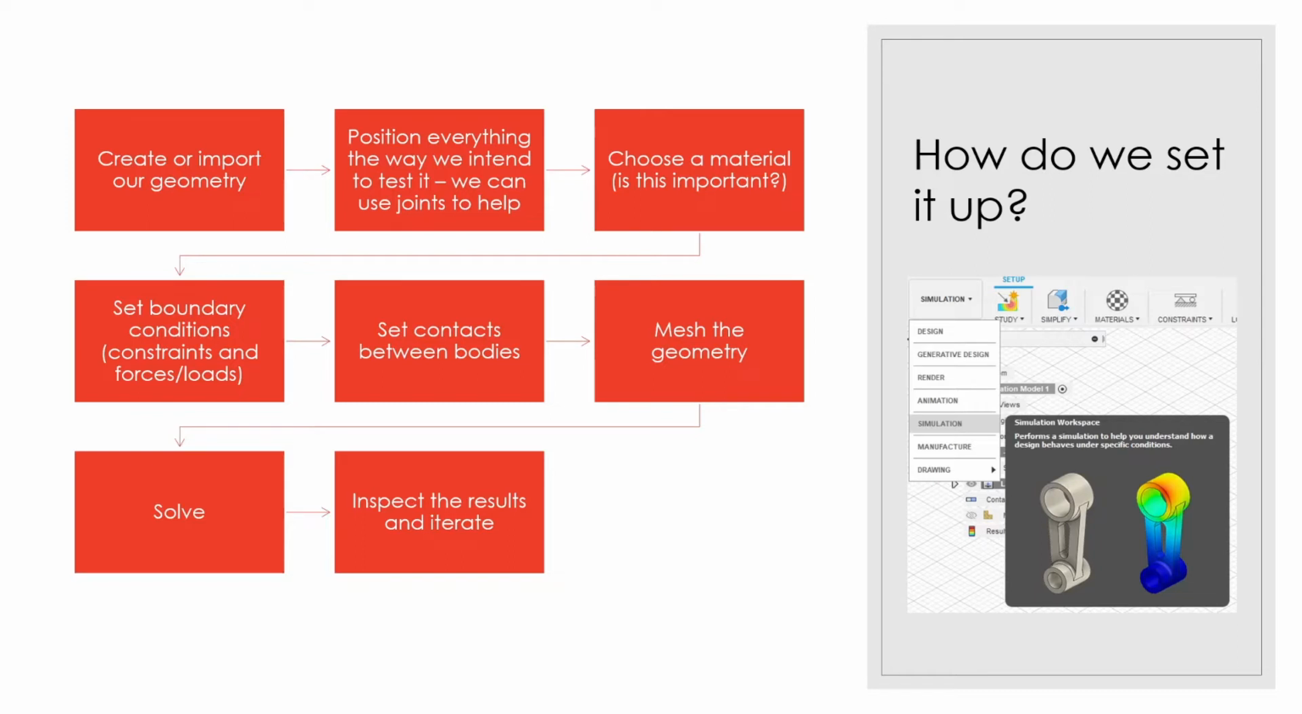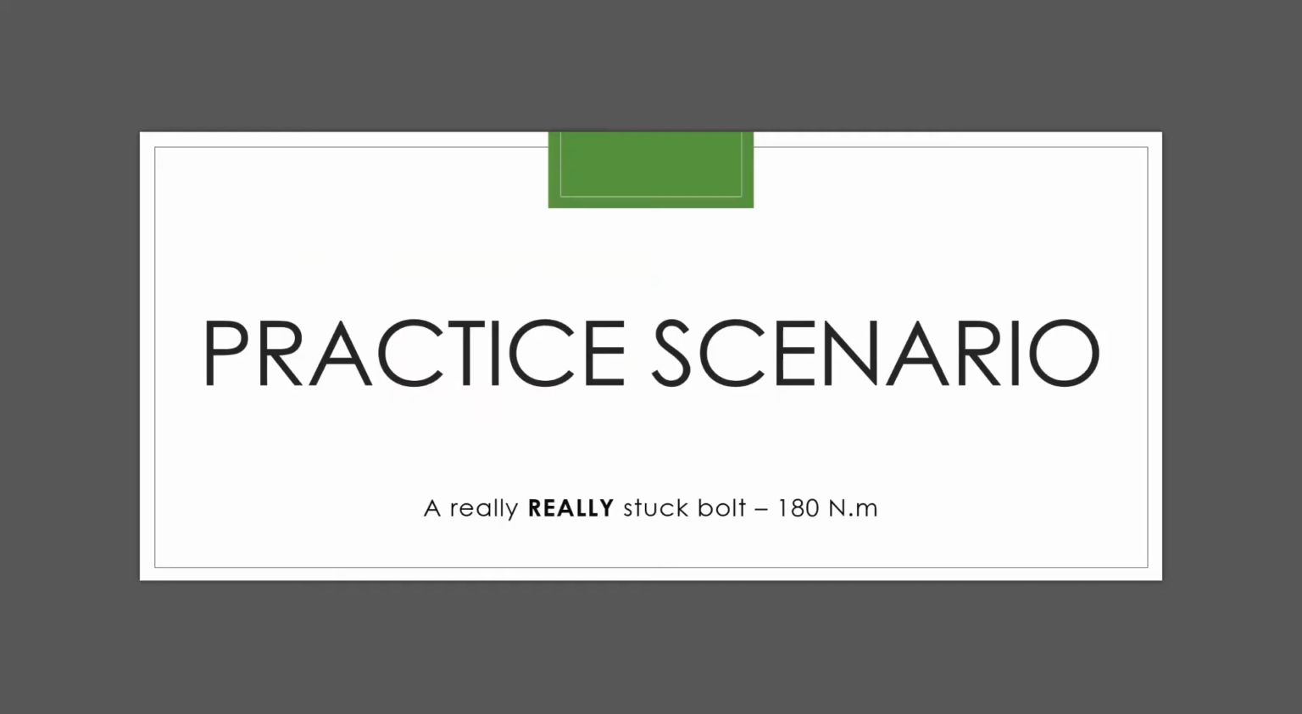Then you mesh the geometry. Meshing is that discretization of the geometry into small finite elements. And that's pretty much all you have to do. Then the system will solve it for you and you can inspect those results and iterate based on what you found. So let's just have a look at a really simple practice scenario of a really, really stuck bolt.